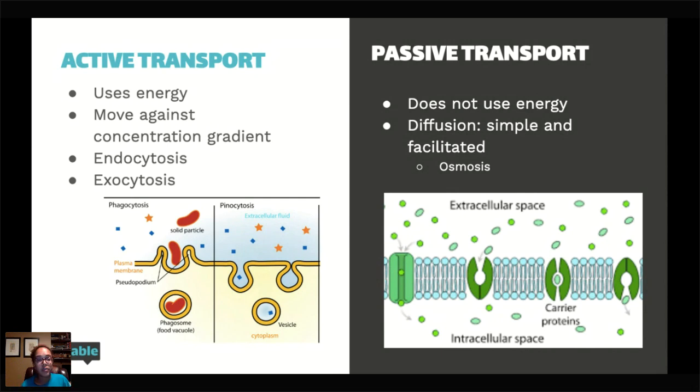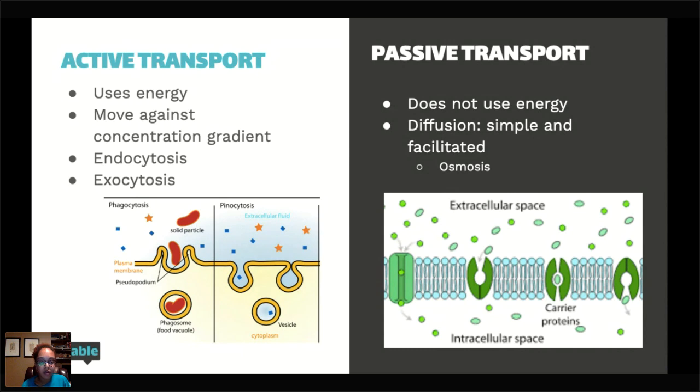So endocytosis is taking things into the cell. In this picture that I have here, you have phagocytosis and pinocytosis. How I learned it was phagocytosis is cell eating, pinocytosis is cell drinking. So phagocytosis is pretty much when the cell takes in things that are bigger, like food particles, solid particles, versus pino, which is the same thing but with liquid particles.